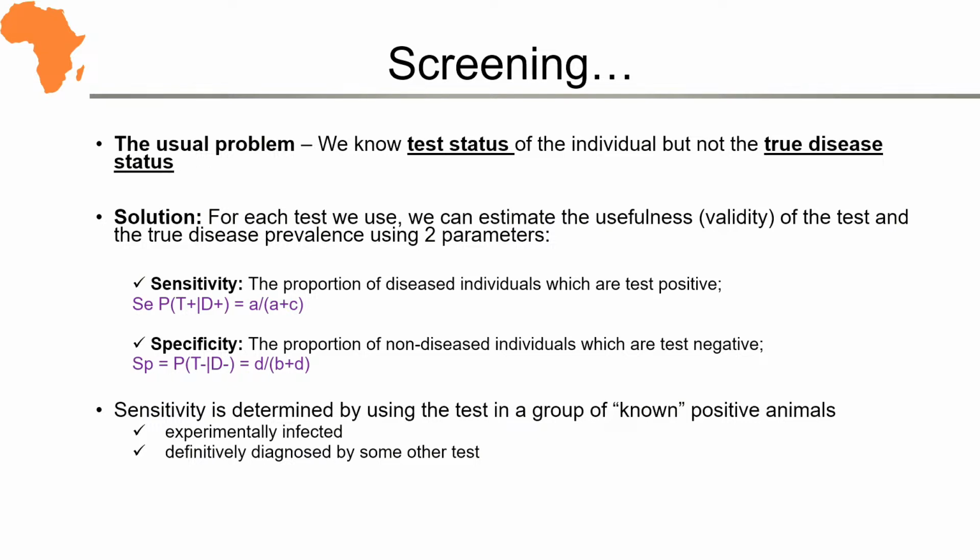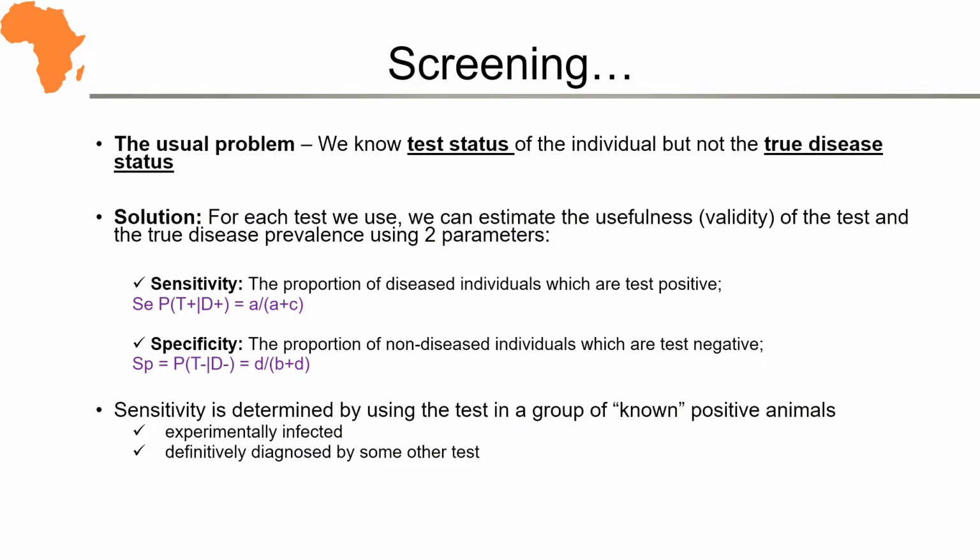And then the probability of testing negative given you actually don't have the disease. Disease negative is the specificity. Those two things are very important, especially when we think about how we interpret the test.